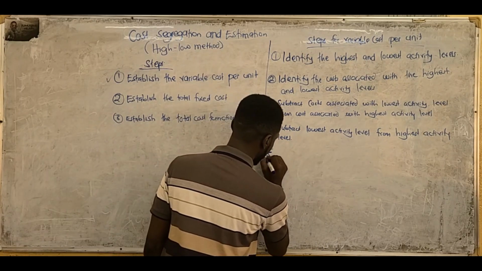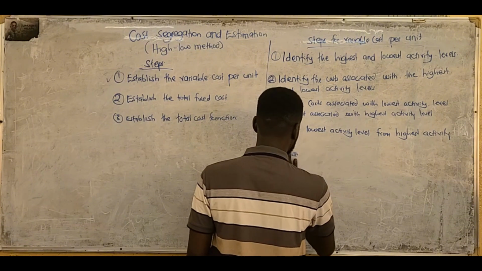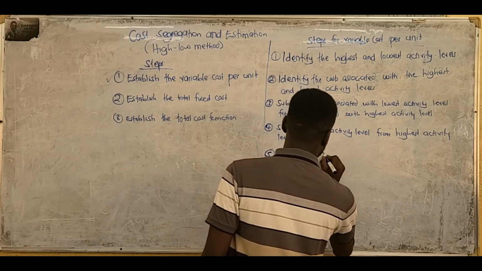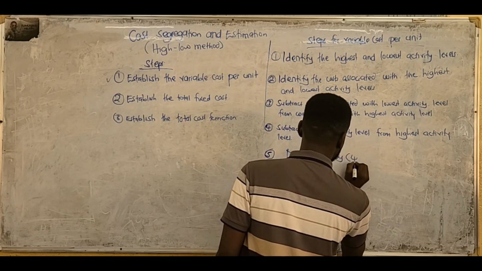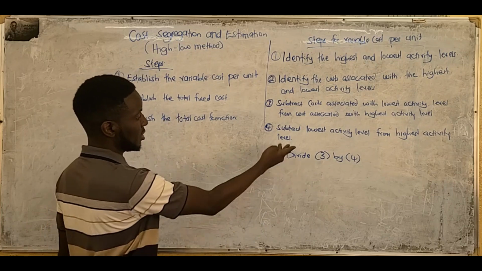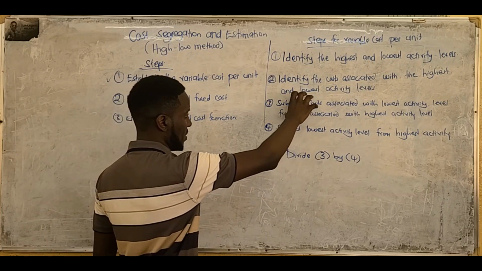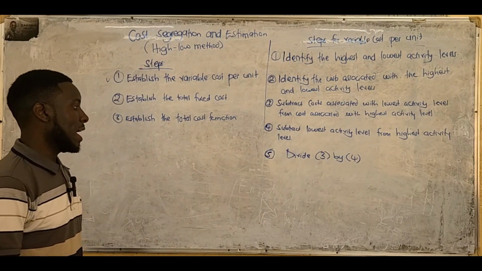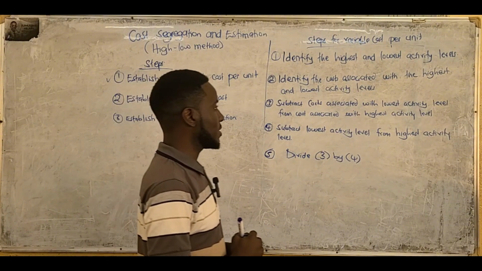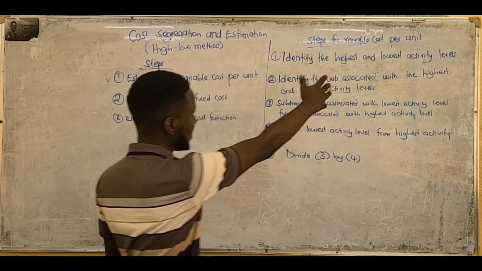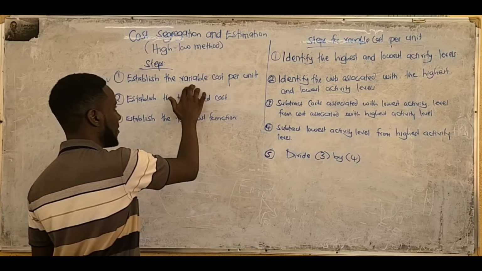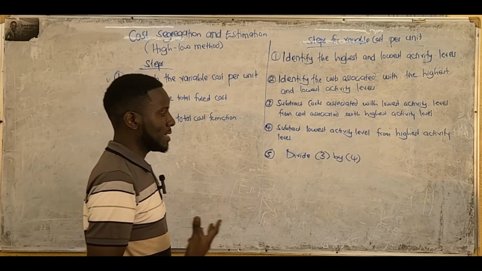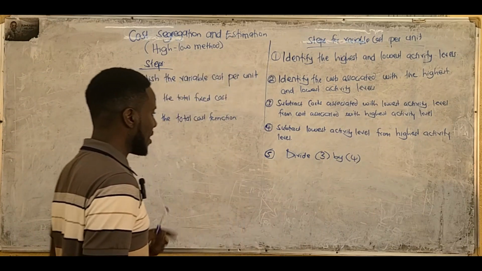Then lastly, you're going to divide what is in 3 by what is in 4. So you're going to take the difference that you get here and divide it by the difference that you have here, and then you have what they call the variable cost per unit. So these are the steps that we are going to follow to establish the variable cost per unit. I know right now it might not be very easy, but later on it's going to come out.